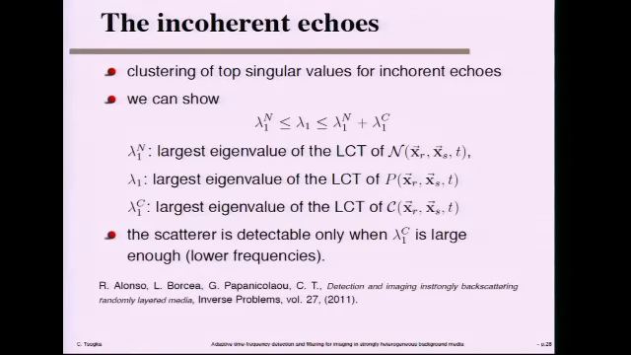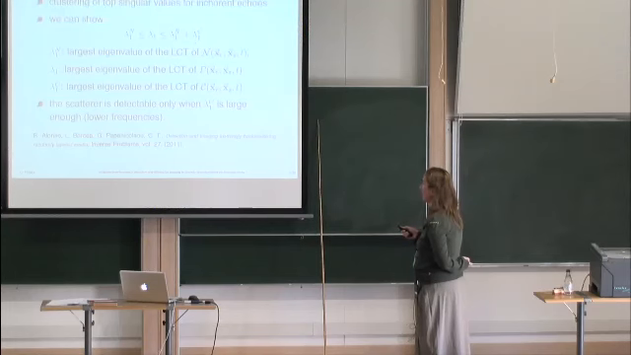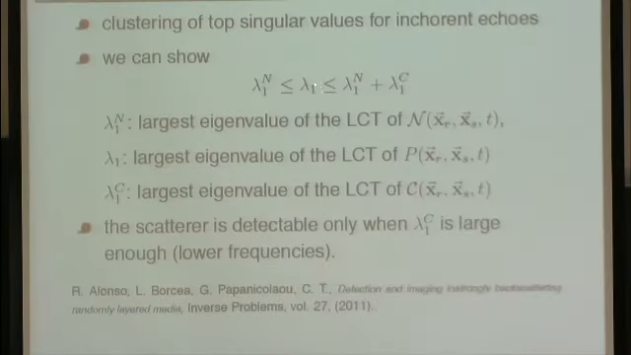Here it's for the eigenvalues, but it's the same. So lambda 1 is in between this one and the sum. Basically, I can detect an object there only when lambda 1c is big enough, right? Because if lambda 1c is 0, then this tells me that the object is not seen by the array.